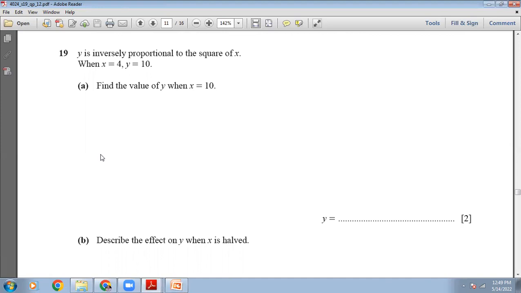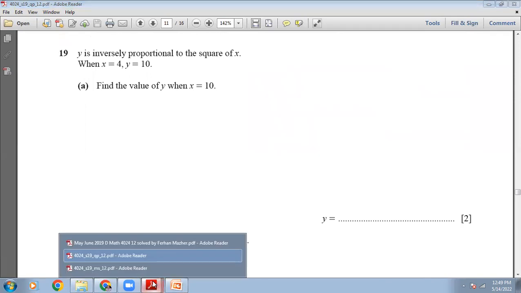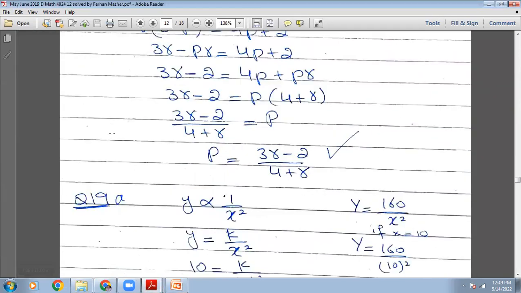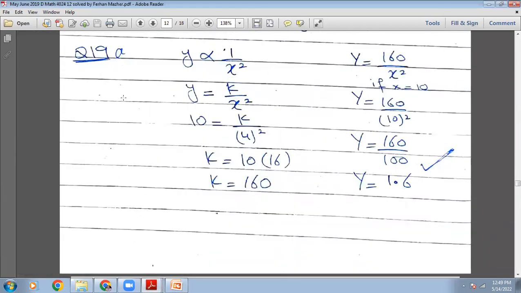Here he says y is inversely proportional to the square of x. So y is proportional to 1 divided by x square. Inversely proportional: y is proportional to 1 by x square. When I remove this proportional sign, I will put an equal sign here. So y equals k by x square.